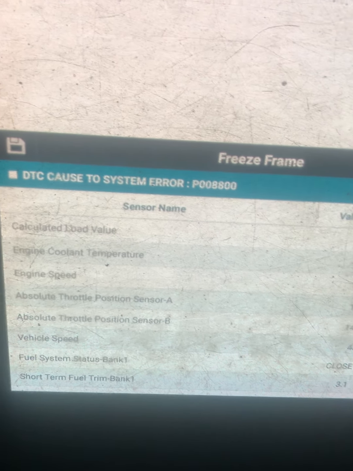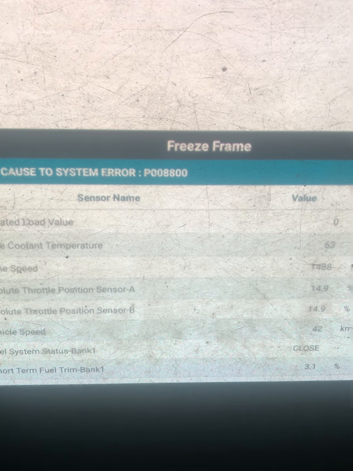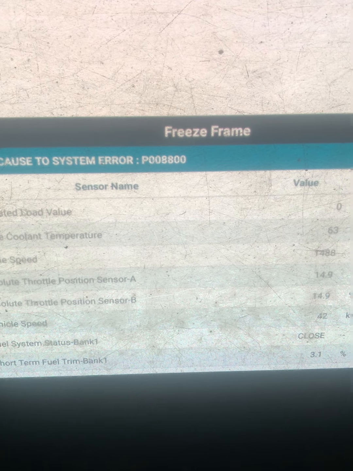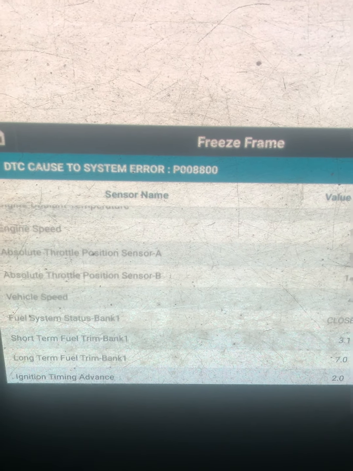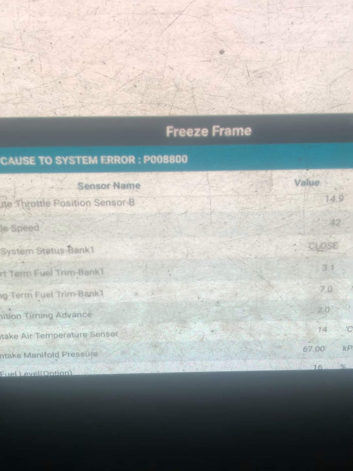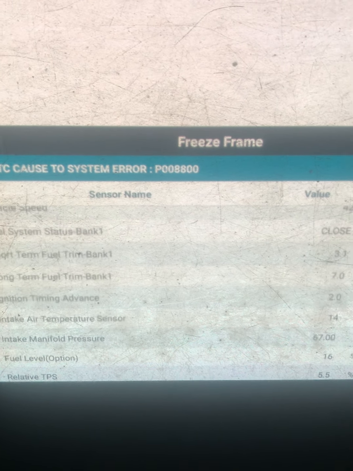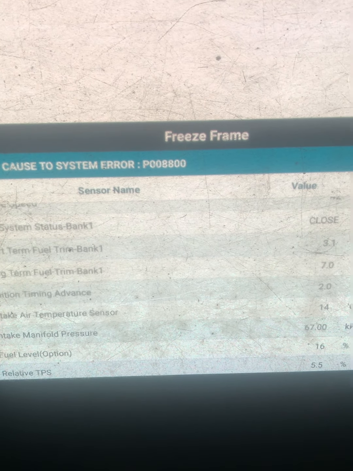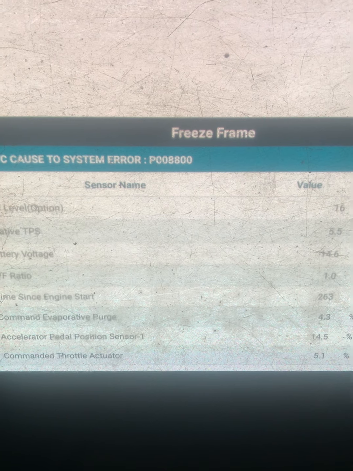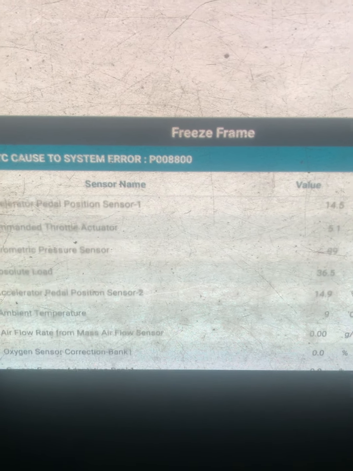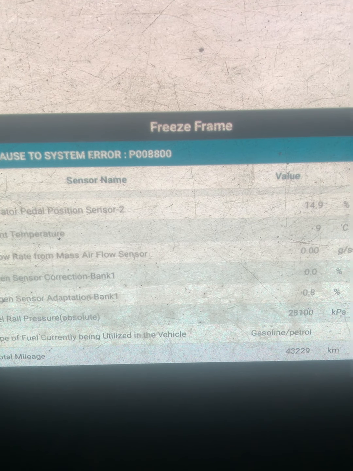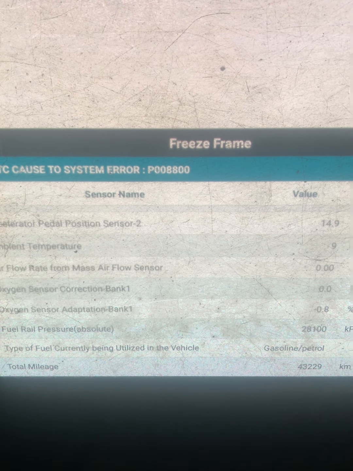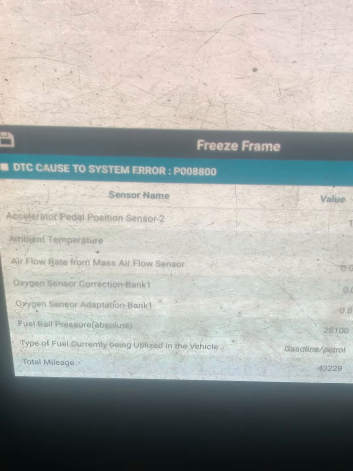What's going on there? Calculated load 0, coolant 63, engine speed at 1400. All fuel trim is 3, it's not bad. Fuel level 16. What else is here? Fuel rail is at 28,100 kPa, so I have to convert that.